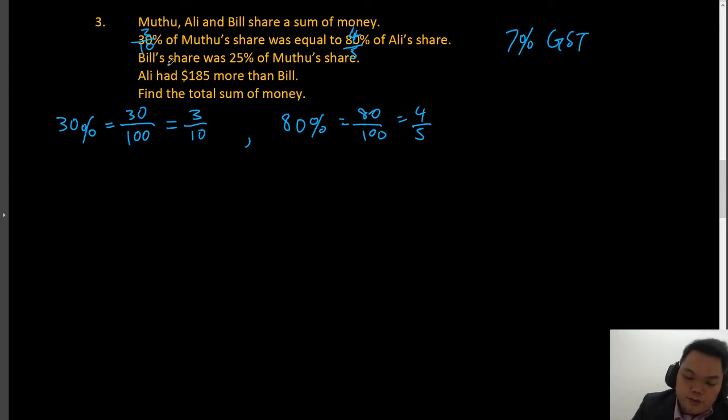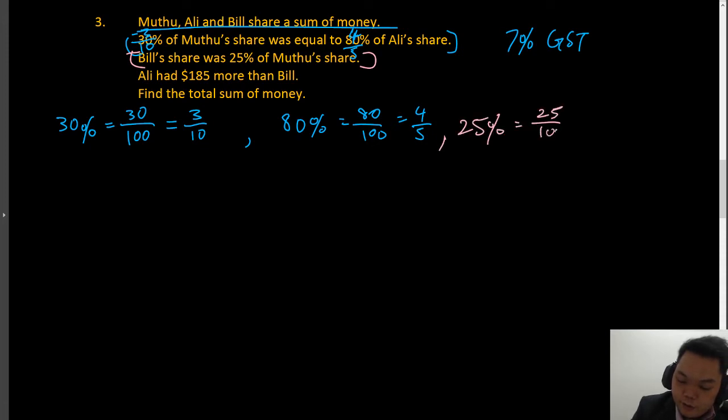So once we have this, okay, they all share a sum of money, and we have this equal concept appearing. A fraction of a set is a fraction of Muthu's share is the same as the fraction of someone else's share. And later on, we also see that Bill's share is 25% of Muthu's share. So 25% simplifies down to 1 out of 4. Allocate units first. Okay, so now let's try to simplify the blue statement first.